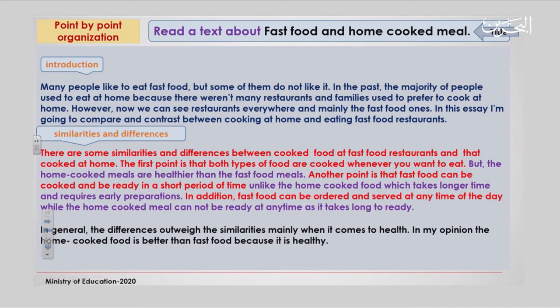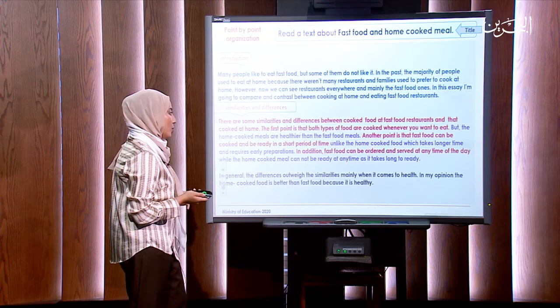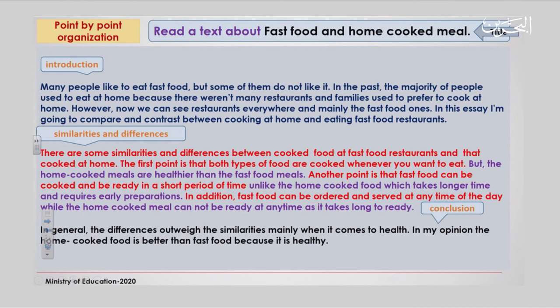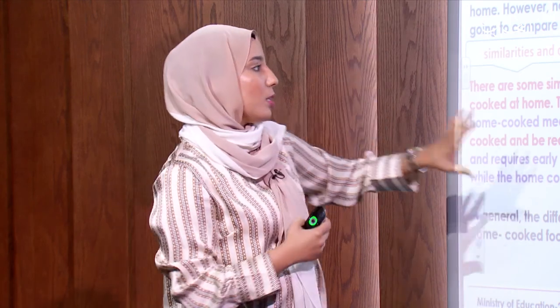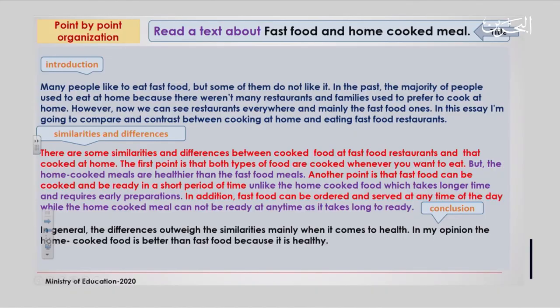The conclusion, in general, the difference outweighed the similarities, mainly when it comes to health. In my opinion, the home-cooked food is better than fast food because it's healthy. Conclusion plus opinion, it's exactly the same. So the main change goes here, between if you're following the blocked organization, paragraph and paragraph, whereas point to point, they're merged together. As simple as that.